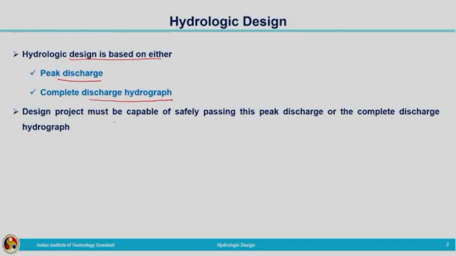Design projects must be capable of safely passing this peak discharge or the complete flow hydrograph. Once we have decided what the peak discharge is, the project should be able to withstand it. Or if it is a hydraulic structure such as a dam or reservoir, it should be able to pass this discharge hydrograph. There should not be any instability conditions arising due to the value corresponding to a rainfall or discharge. So, these values should be accurately determined while designing the hydraulic structure.